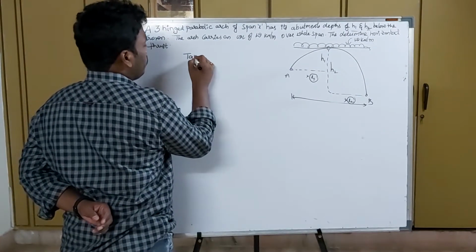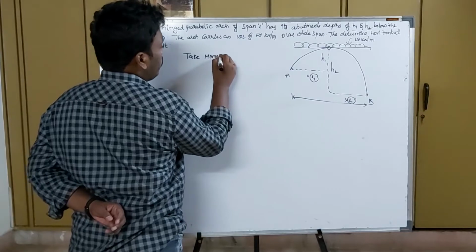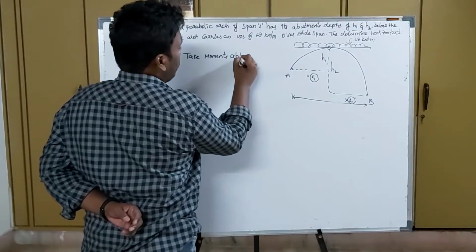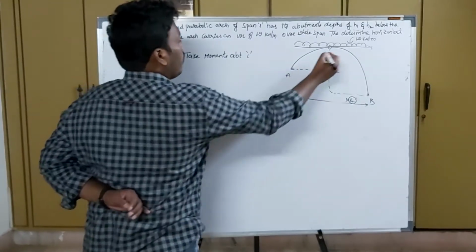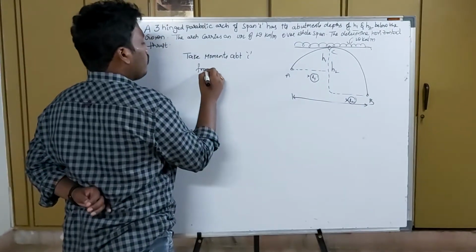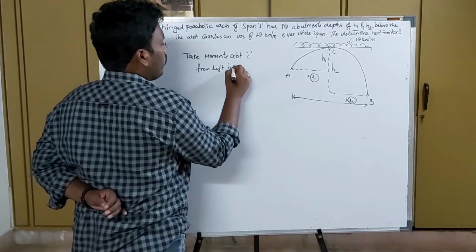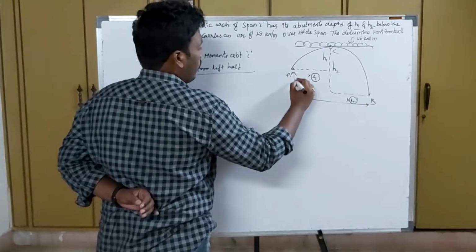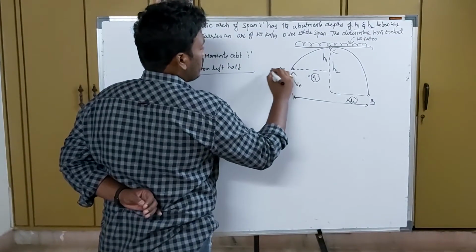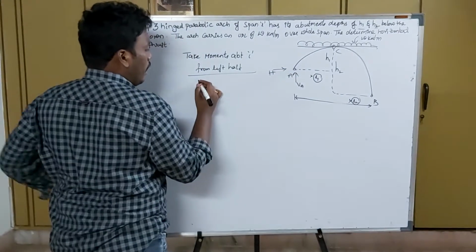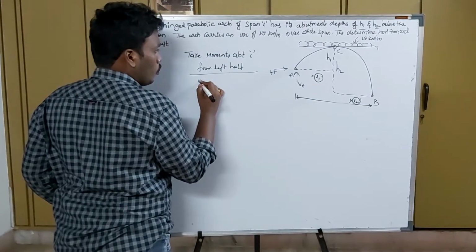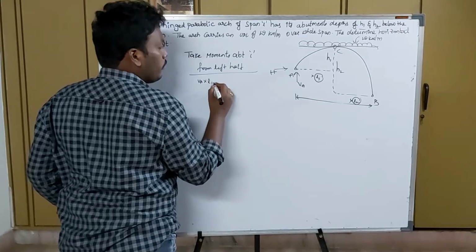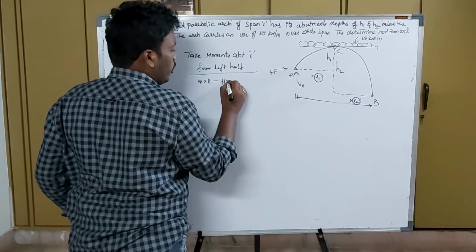Take moments about C from left half. So what happens? This is VA and this is H. VA into L1 minus H into H1.